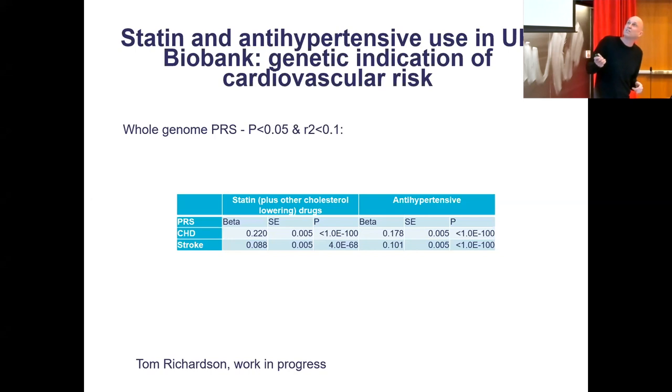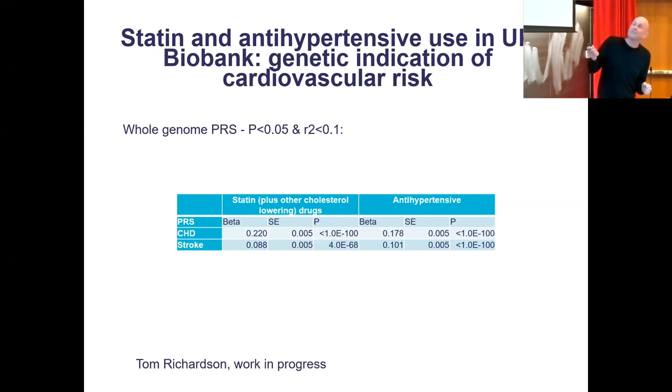The coronary heart disease score predicts statin use more strongly than it does antihypertensive use. So coronary heart disease risk is related in a stronger way to taking statins than it is to antihypertensives. And the reverse is true, and this is the beauty of genetics. When you know things that you should see, you'll see. That's what happens.